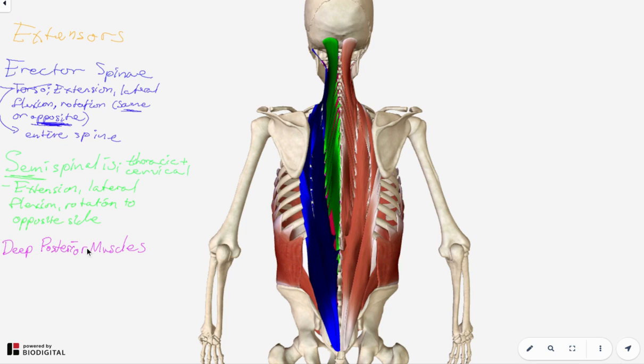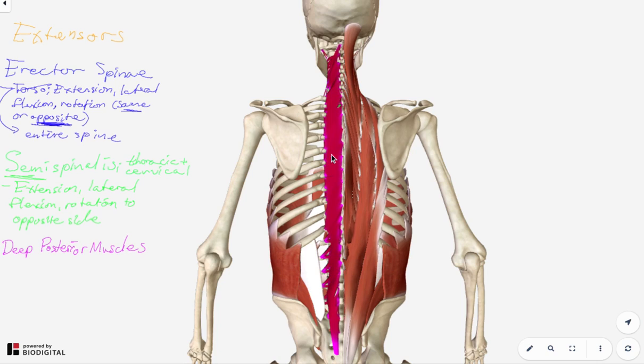And then the deep posterior muscles are deep to the erector spinae and the semispinalis. So if we move some of these out of the way, we can see these deep posterior muscles running pretty much right along the spine. There are a bunch of these small muscles that run right along the spine. And like the erector spinae, these run pretty much along the entire spine, all the way from the sacrum all the way up the spine and to the superior part where it attaches to the skull.